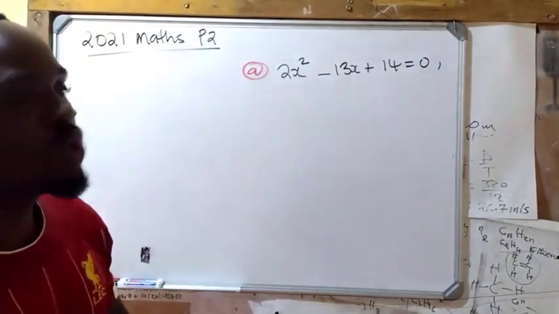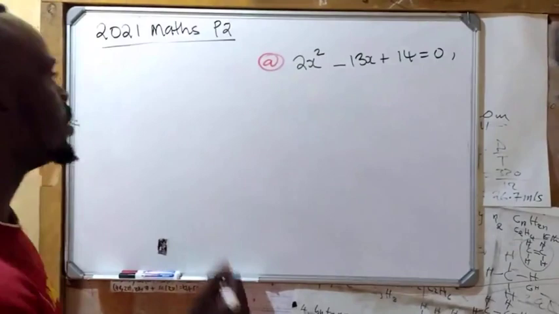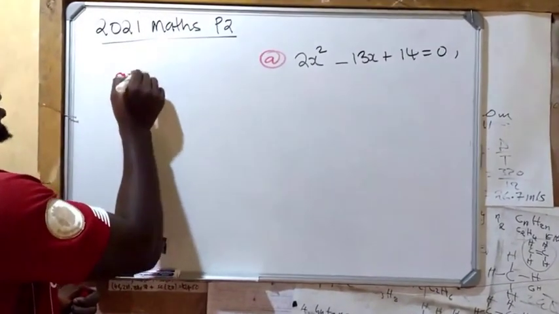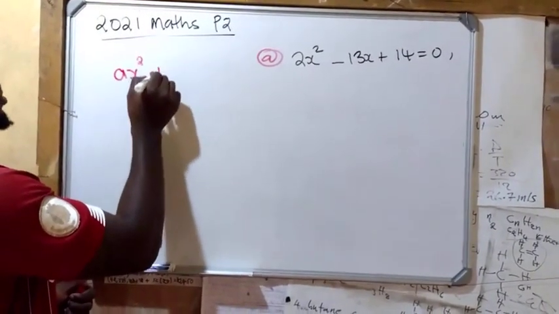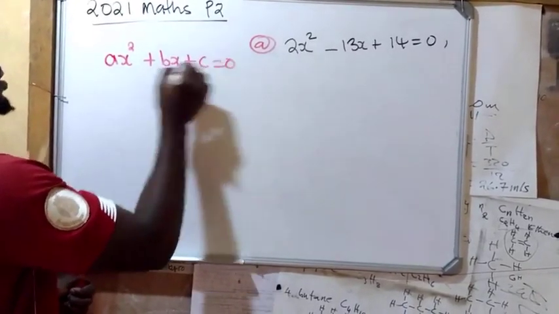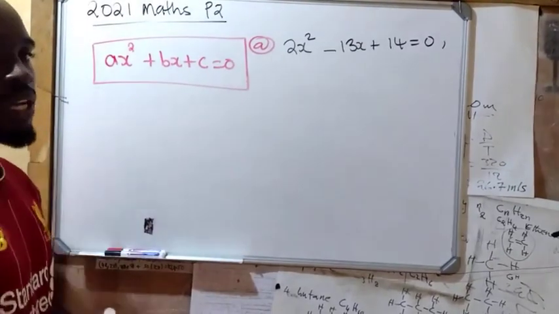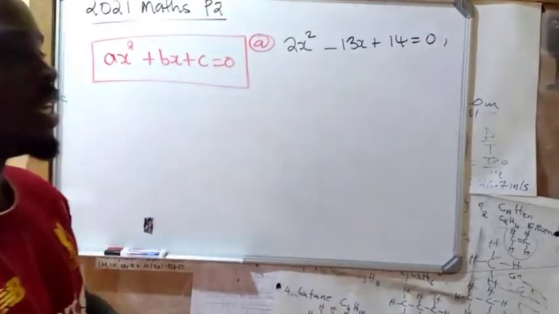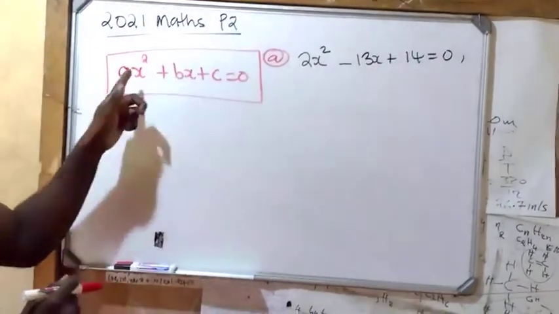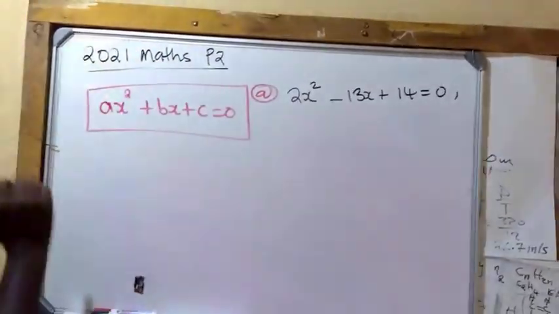We all know the general form of a quadratic equation, which is ax² + bx + c = 0. This is the general form of the quadratic equation, which has the highest degree of 2, meaning this x has a square. This is the highest degree.